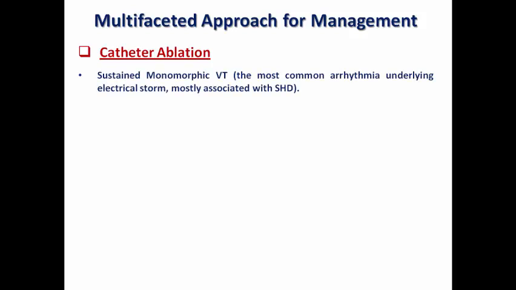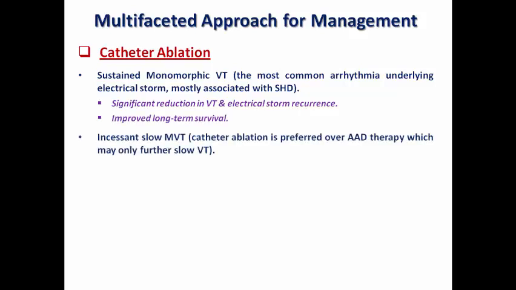Then we will think of catheter ablation, which may be necessary in case of sustained monomorphic VT, which is the most common arrhythmia underlying electrical storm and mostly associated with structural heart disease due to scar-related re-entry. Ablation here results in significant reduction in VT and the electrical storm recurrence, improved long-term survival, and also it may be necessary in case of incessant slow monomorphic VT, as here it is preferred over the antiarrhythmic drugs, which just further slow the VT.